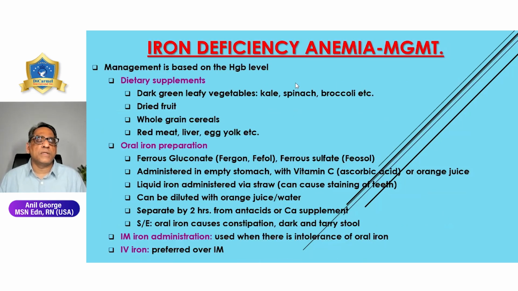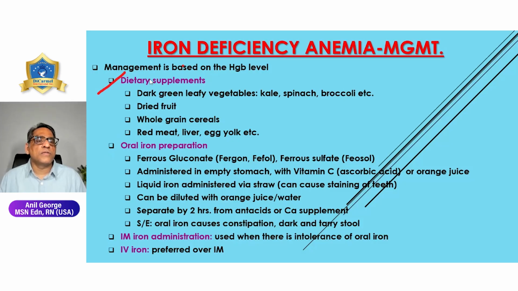Looking into management. So management is based on the hemoglobin level, as we definitely know. If it's minor, then they try to correct with the dietary supplements. If it's more significant, oral iron preparation. And if it's more significant, they may go for IM or IV, where IV is more preferred. We'll see how and why, step by step.